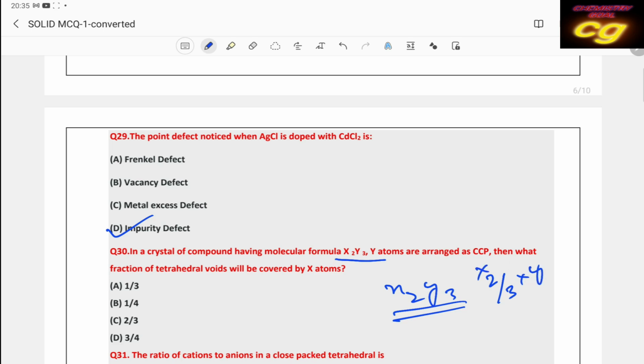This is X and this is Y. When you multiply by 2, what will you get? You multiply by 3, you will get X2 and Y3. When you multiply by 3, in this case X 2/3 and Y 1. So when you multiply by 3, the result is X2Y3. So 2/3 is the correct answer. So C is the correct answer.